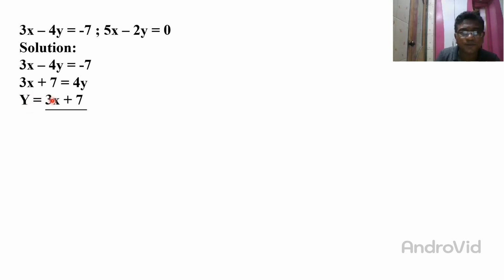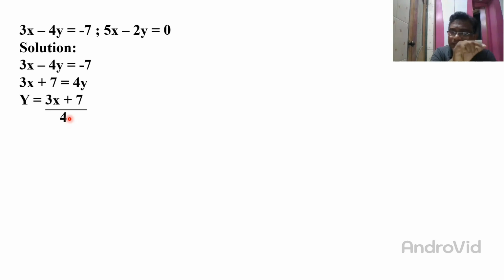What is here? 3x plus 7. So I write here 3x plus 7. This 4 is multiplying, goes across, divide. So it is written at the denominator. So see, I write at the denominator. So this is the equation you are getting: y is equal to 3x plus 7 upon 4.